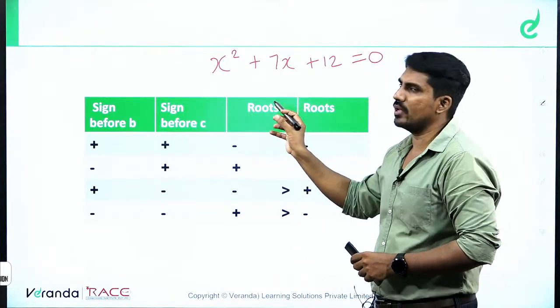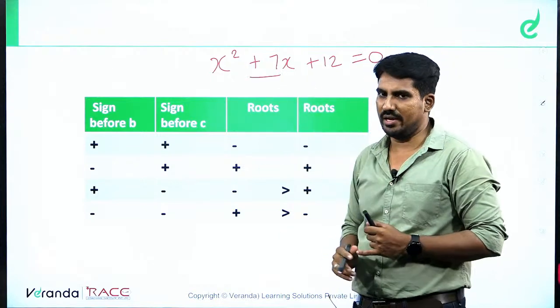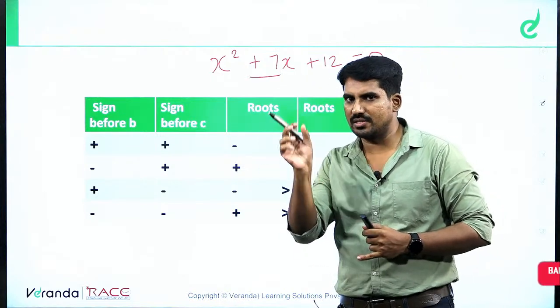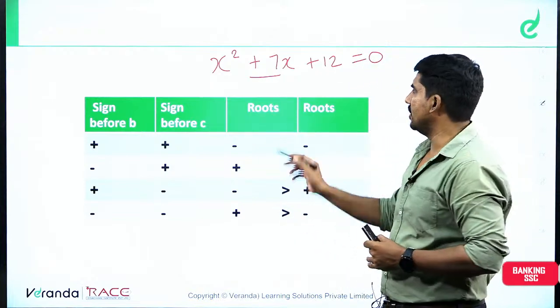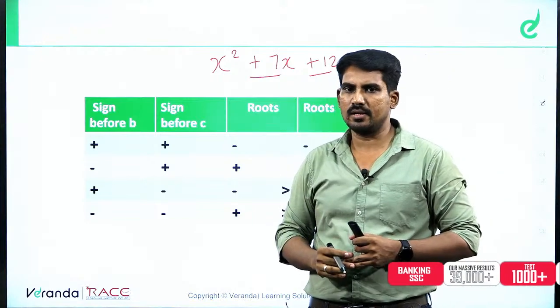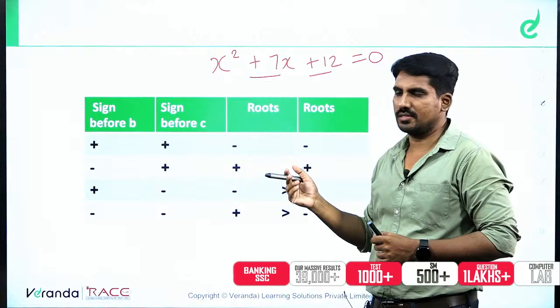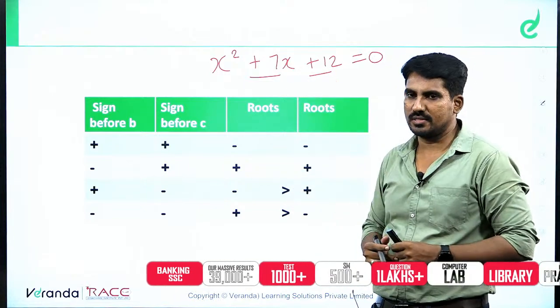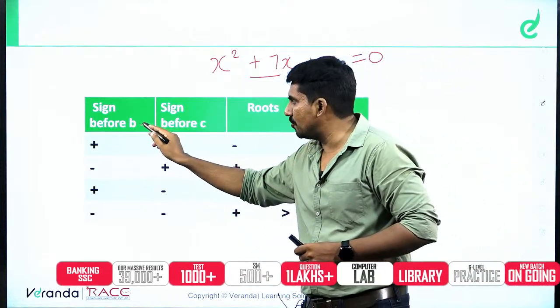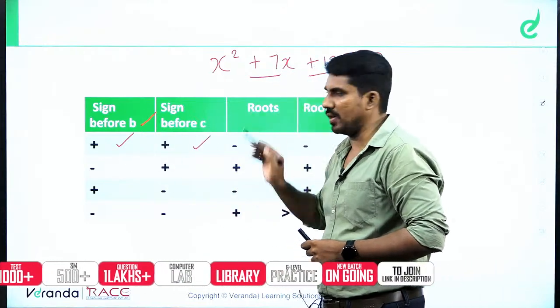Now in any equation what we have to do is, check before b what is the sign, then before c what is the sign. Clear? Now in this equation before b also plus, before c is also plus. Therefore the sign before b is plus, sign before c is plus.